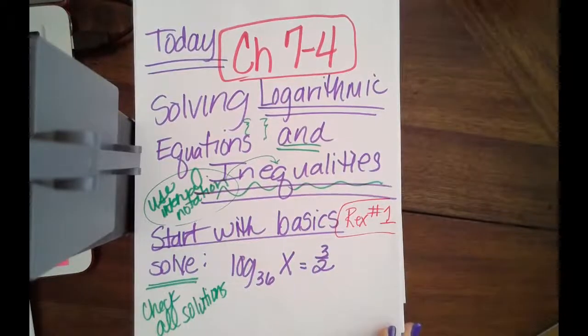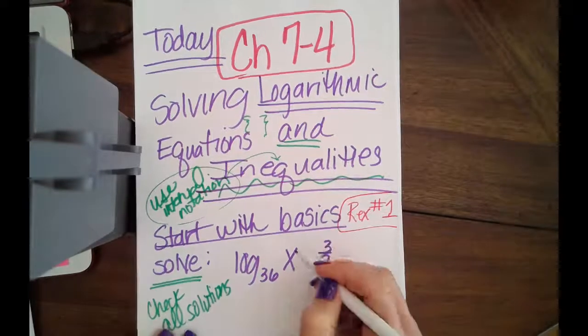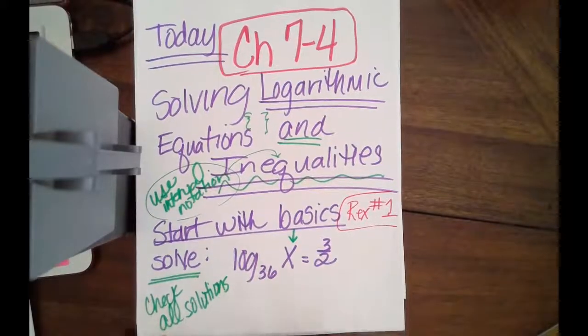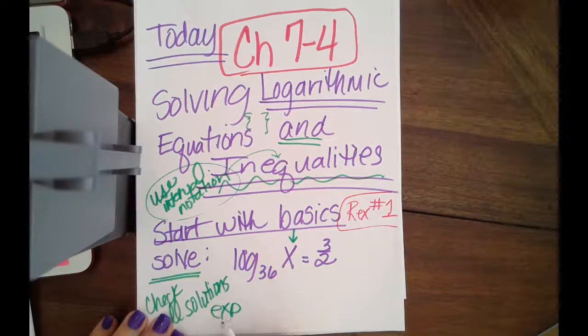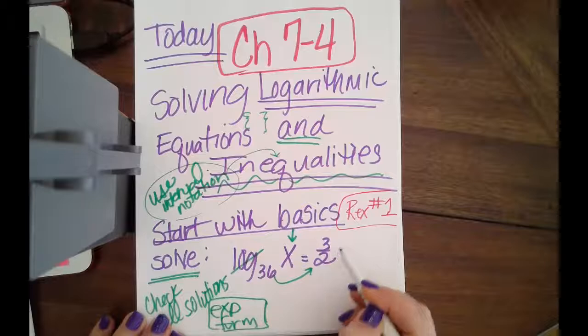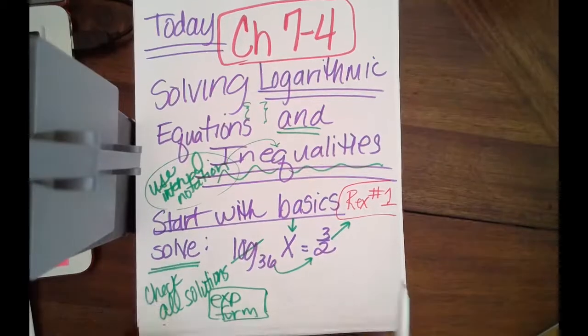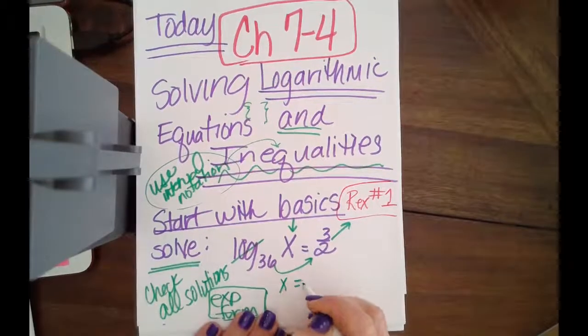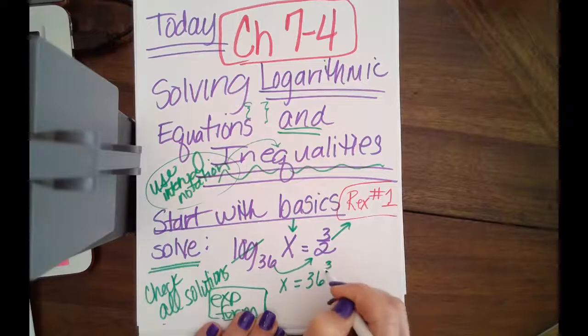All right, well, this is super basic. What you're telling me is I've got to solve for x in this one, right? We're going to solve for the Brock. Right now, it is sitting in log form. We need to put it in exponent form. Remember, the log breaks away, the base goes over here and pushes the exponent up. So we are left with x is equal to 36 to the 3/2 power.